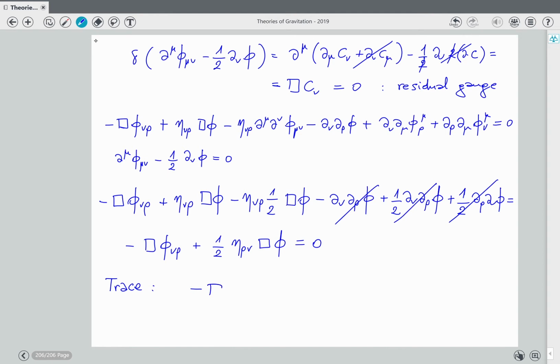So you have minus box phi plus 1 divided by 2. The trace of eta is 4 box phi. And that implies that box phi is 0. Then you go back to this equation. If box phi is 0, box phi minor is 0 also. So you get your wave equation.